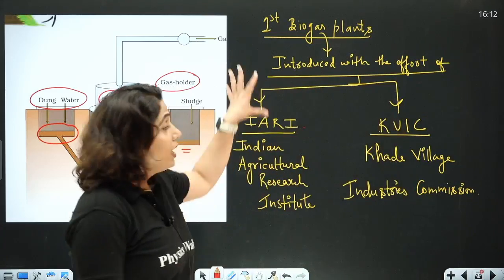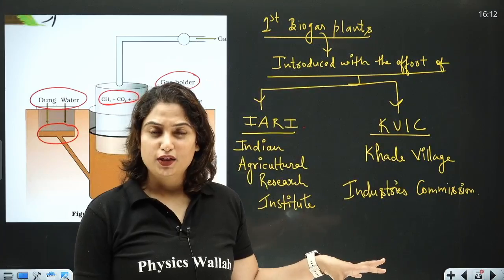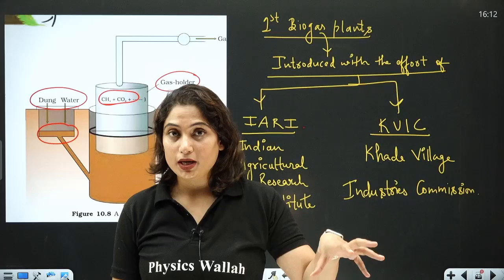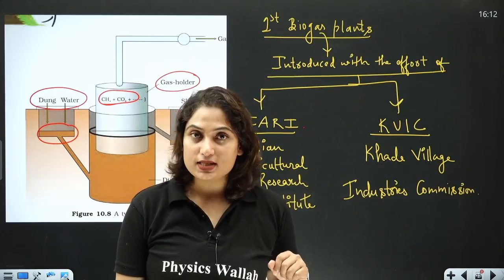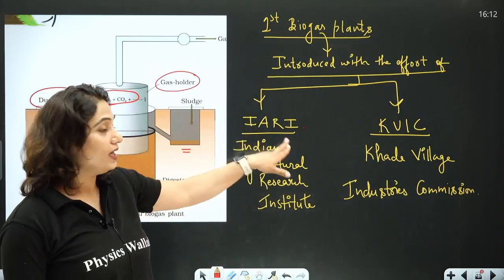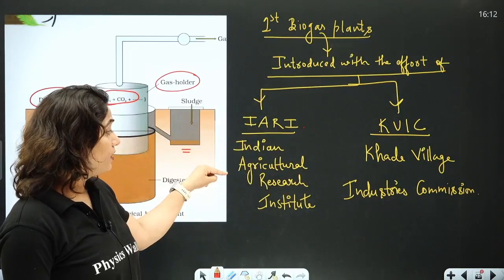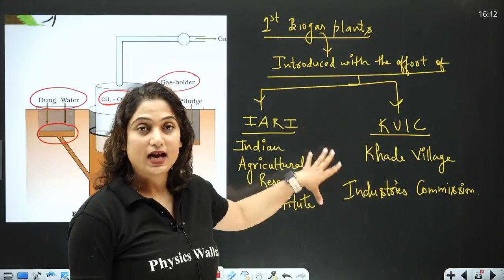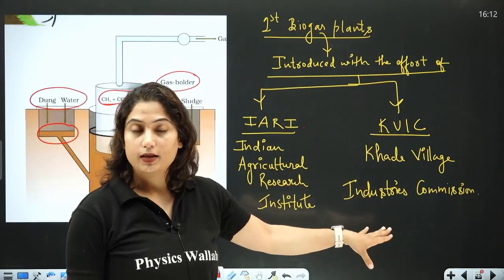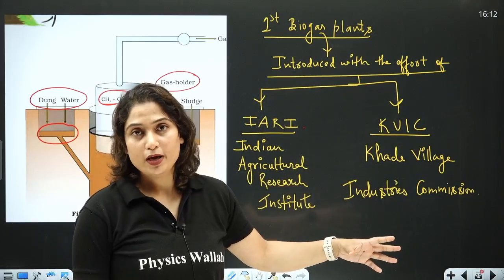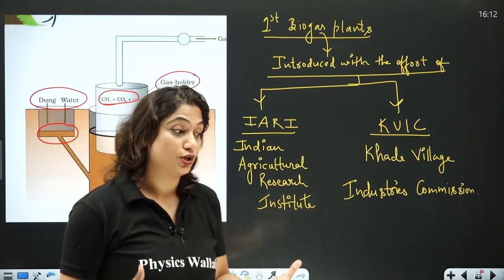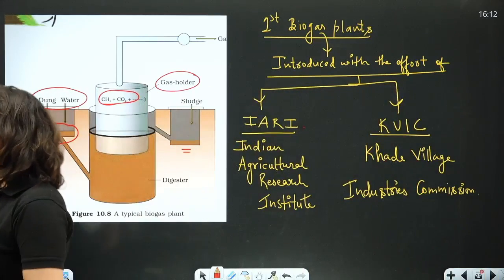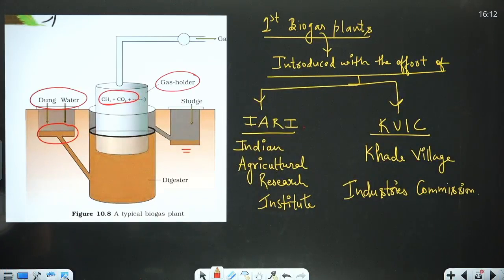In India, the first biogas plant was installed, and it is promoted by two main organizations, and those organizations are IARI, that is Indian Agricultural Research Institute, and KVIC, that is Khadi Village Industries Commission. A direct question comes: which two main organizations are responsible for the promotion of biogas in India? Okay, so this is how microbes are helpful in the biogas production.